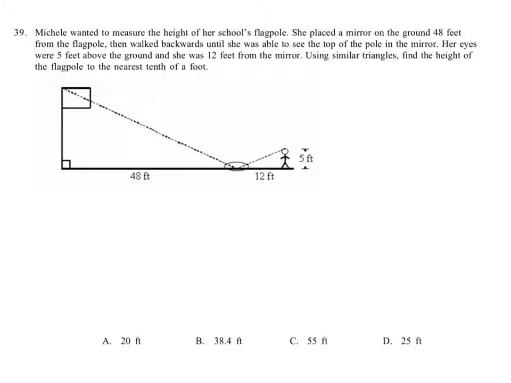Michelle wanted to measure the height of her school's flagpole, and she's doing this indirect measurement trick, which is you place a mirror on the ground, and then you walk backwards until you see the top of the thing that you're trying to measure. However high your eyes are, that's going to be proportionate to your distance to the mirror, same as the height of the thing you're trying to measure is to the distance to the mirror.